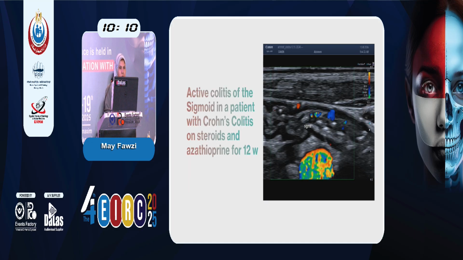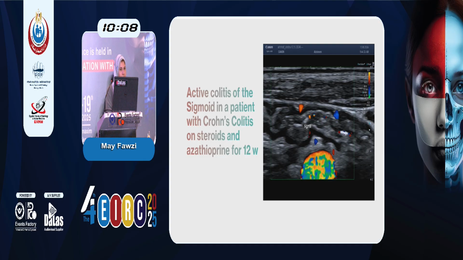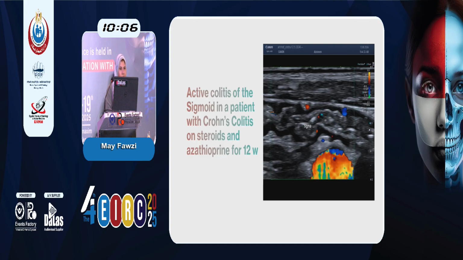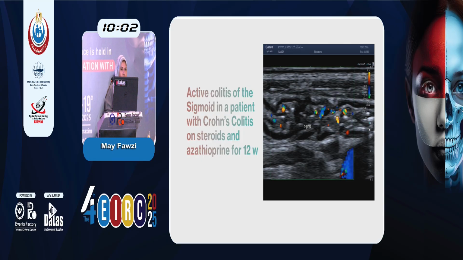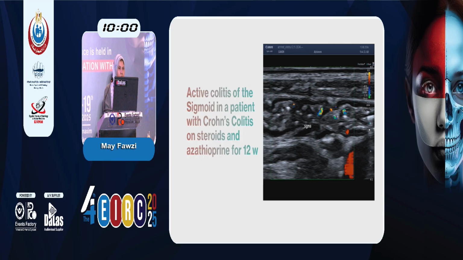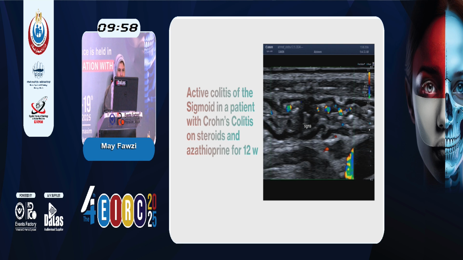This is another patient with Crohn's disease, and this is his terminal ileum, his sigmoid colon, and he was on steroids and azathioprine for 12 weeks. And as you can see, poor response to therapy.